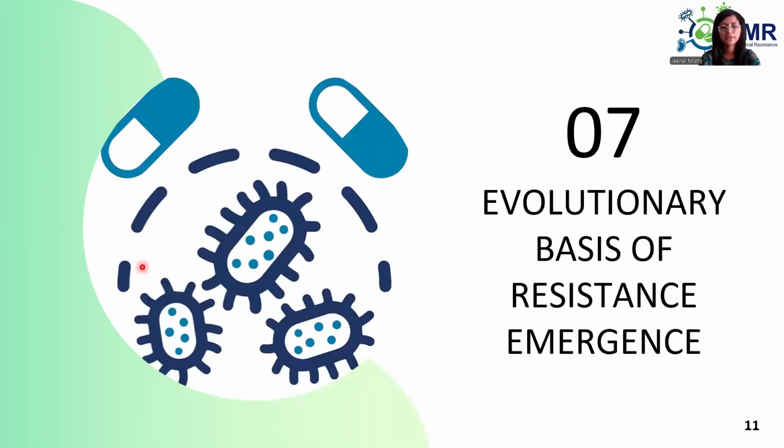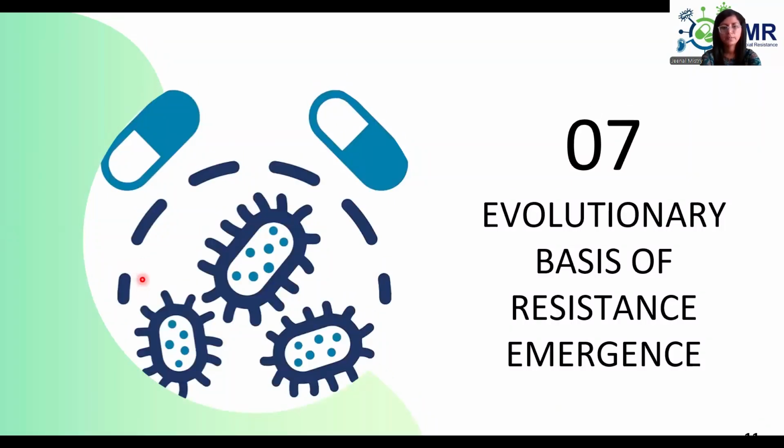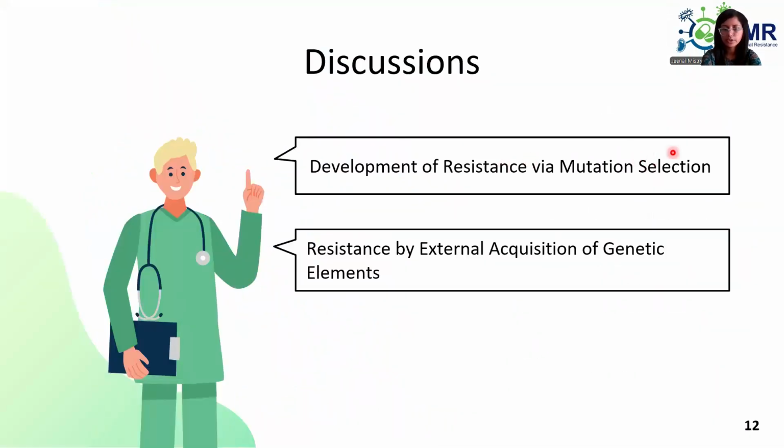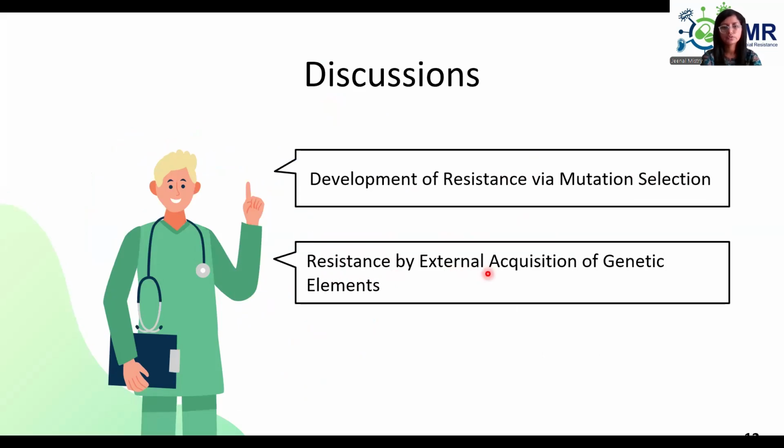And last but not least, the evolutionary basis of resistance emergence. This is mainly due to resistance via mutation selection and resistance by external acquisition of genetic elements. So how does that occur? Development of resistance via mutation selection affects the genetic mechanism, right? In that case, antibiotic resistance may include the acquisition of genetic elements that code for the resistance mechanism, then mutation that develops under antibiotic pressure, consecutive inductions, right?